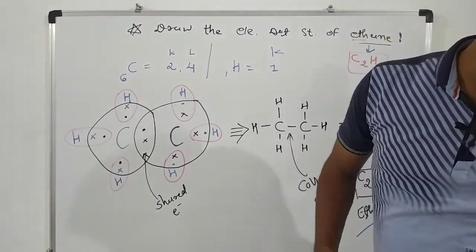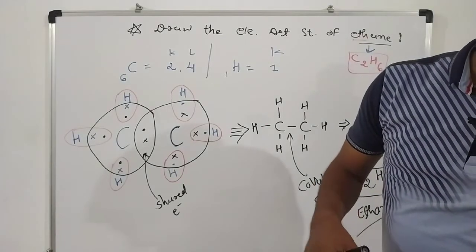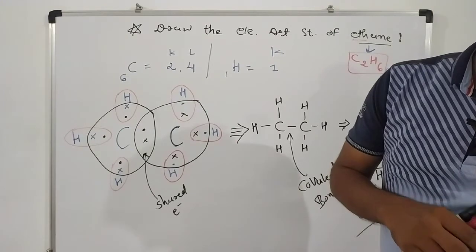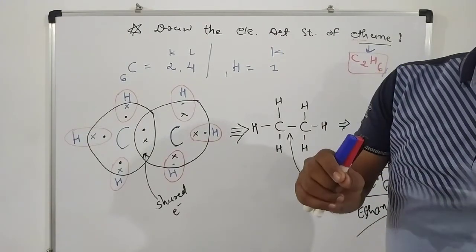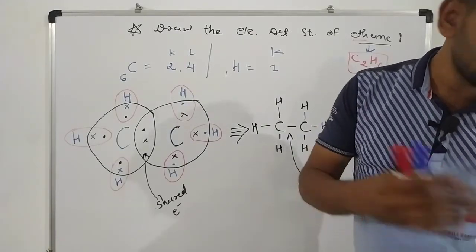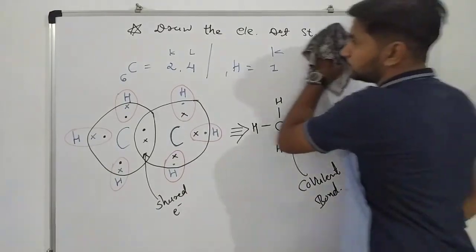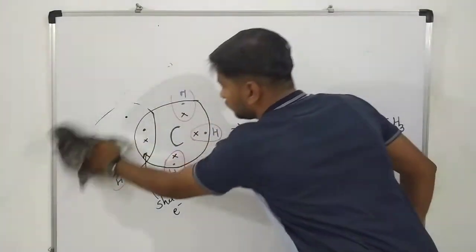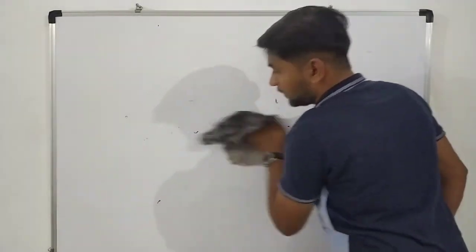Our second question is: draw the structural formula of any hydrocarbon compound. Draw the structural formula of any hydrocarbon compound represented. Explain it with an example. Very simple. Chalo. How can we explain the hydrocarbon formula?